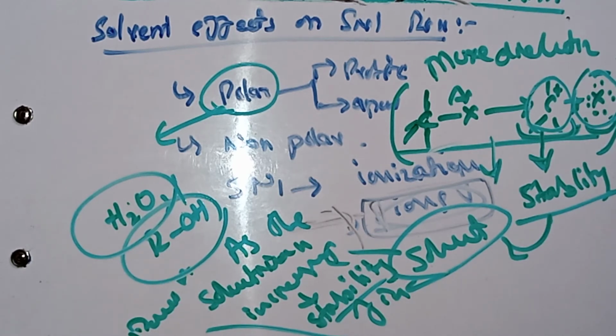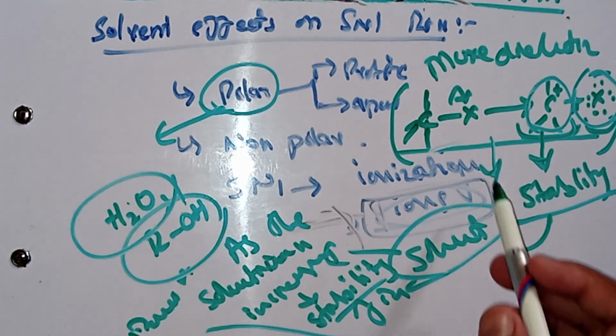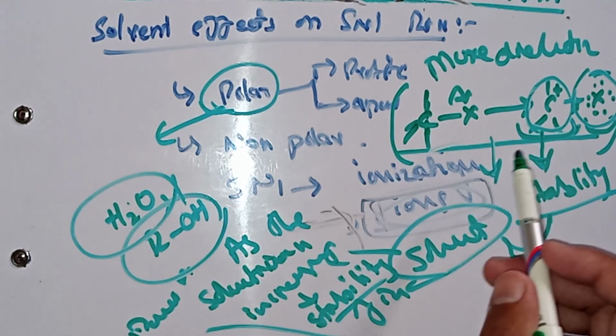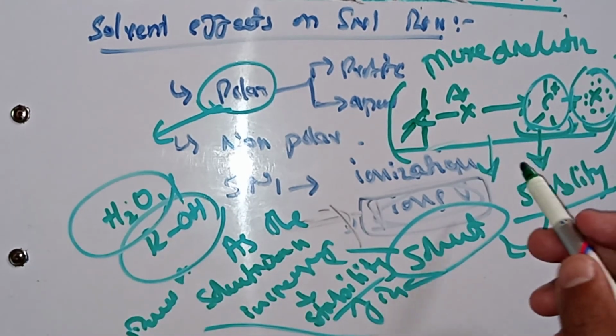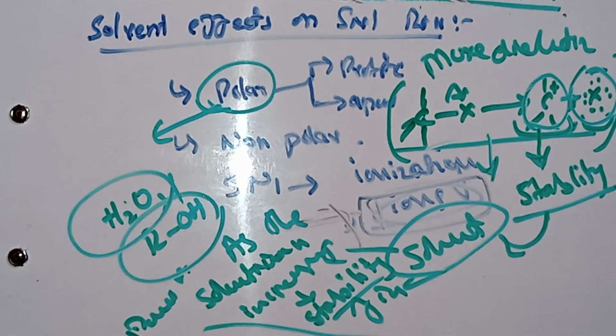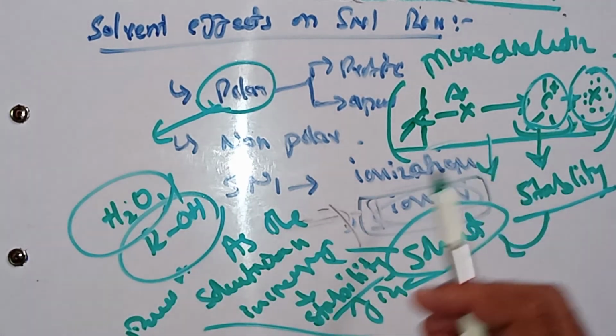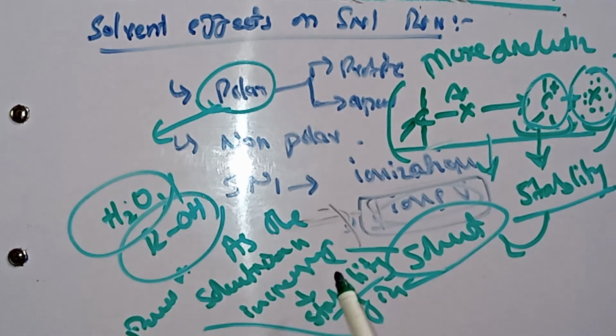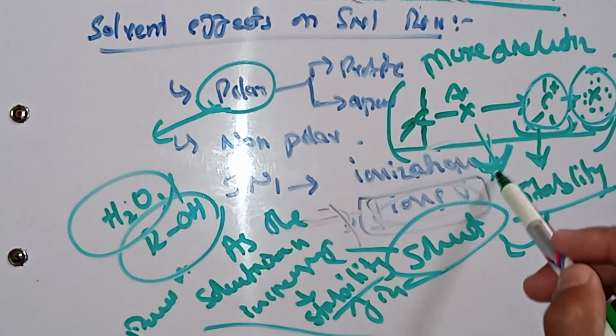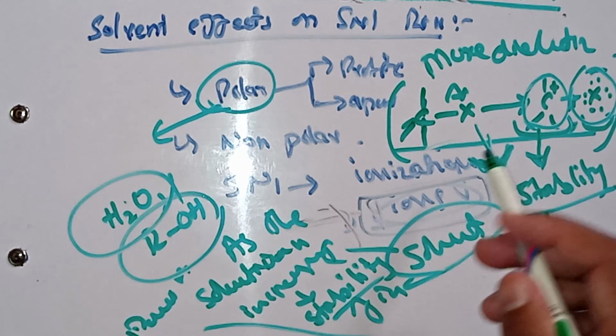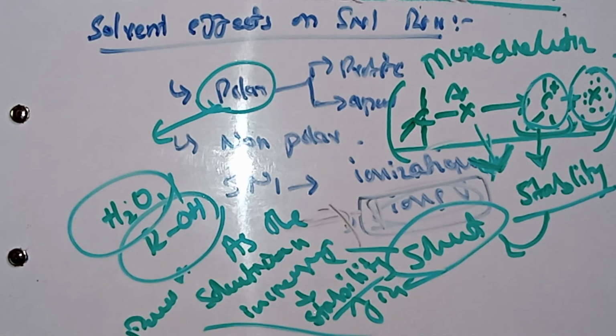The Sn1 reaction will be very fast in solvents that have a high dielectric constant, meaning they solvate the ions of the first step. This is the slow step, and when the rate of the slow step is high, the net speed of the reaction will be very high. So these are the effects of solvents and leaving groups on the Sn1 reaction.